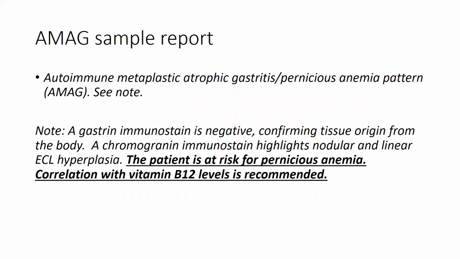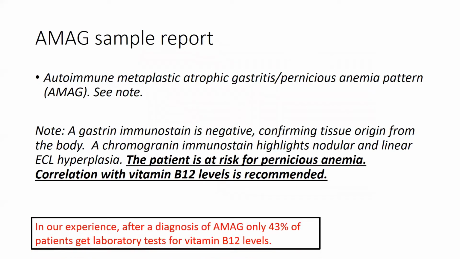How do we sign these cases out? We just flat out call them autoimmune metaplastic atrophic gastritis, pernicious anemia pattern, and then add a note that describes the gastric immunostain, and also clearly state that the patient is at risk for pernicious anemia and that correlation with vitamin B12 levels is recommended, because some clinicians do not recognize the association between autoimmune gastritis and the potential development of pernicious anemia.